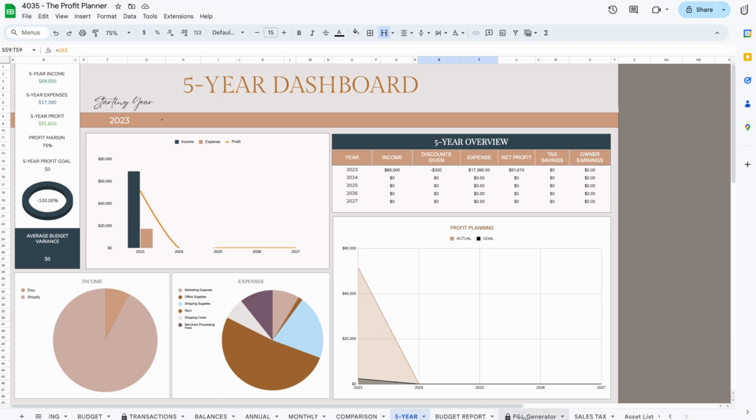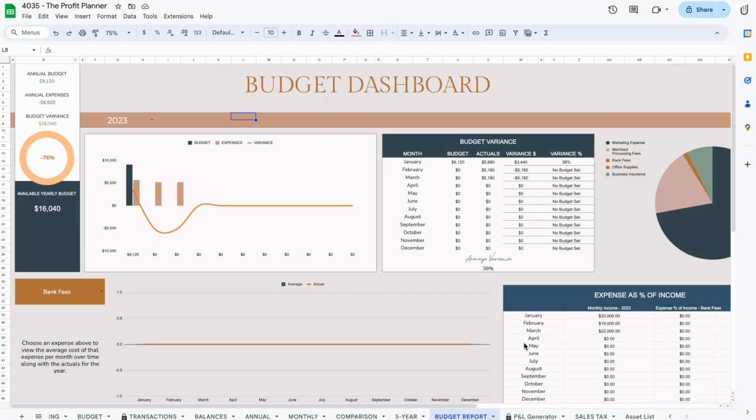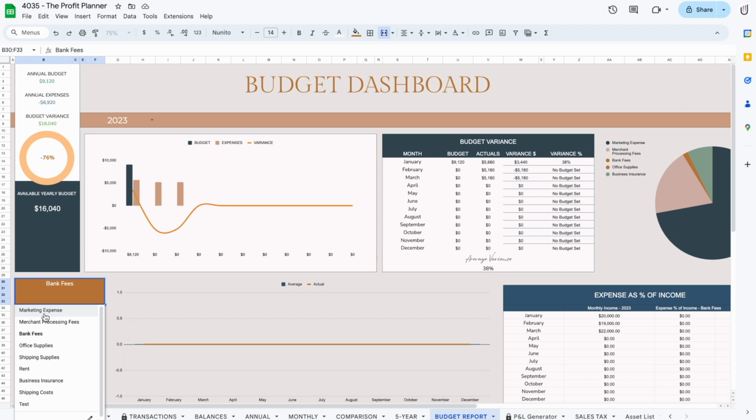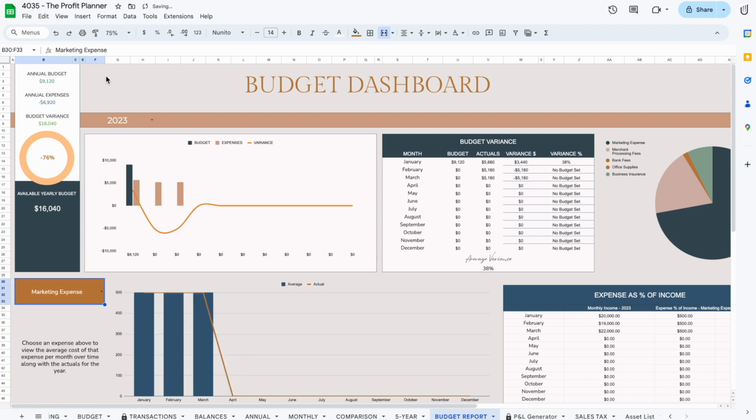You're going to see what your profit goal versus actual profit retention was for each of the years available there as well. And you're going to have a budget report. So the budget report focuses all on your budget. My favorite part about the budget report is this little section down here. Okay, so first of all, it's going to show what your actual budget was, what your actual expenses were, and what the variance is.